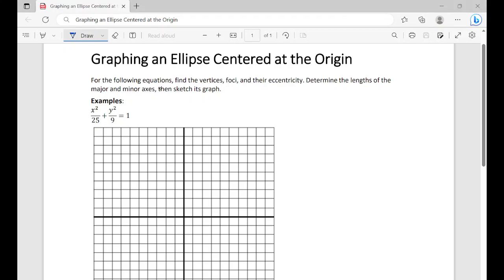For the following equations, we're going to find the vertices, foci, and their eccentricity. We're also going to determine the lengths of the major and minor axis and then sketch its graph.